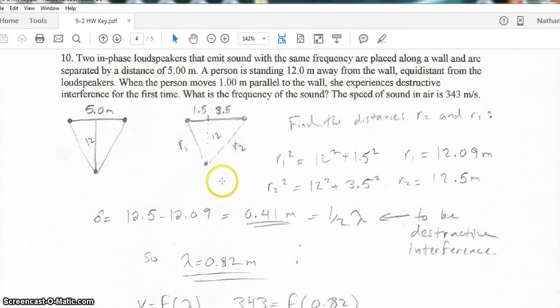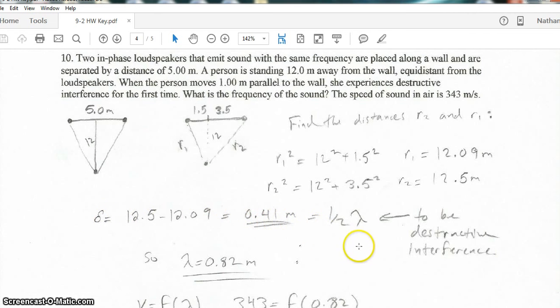Well, the key to all these problems, whether you're trying to use the equations we saw in class or just think it through, and I would encourage for the most part just thinking it through, right? The key is the path difference. So I can find, using a little bit of geometry, by using the Pythagorean theorem a couple times, the change in distance between this r, my measurement from the closer speaker to my new point, and the other r being the further speaker away. So all I did was the Pythagorean theorem twice, 12.09 representing the smaller distance, 12.5 representing the larger distance. So then my path difference, delta, equals the difference between those two, which is 0.41 meters.